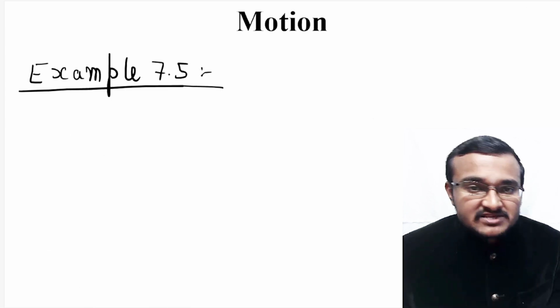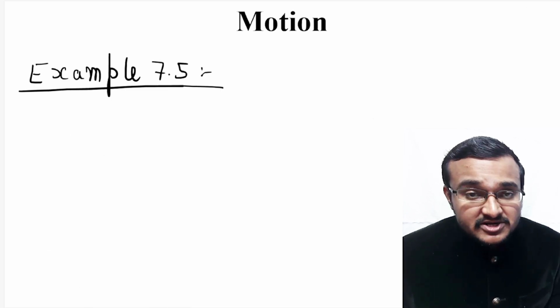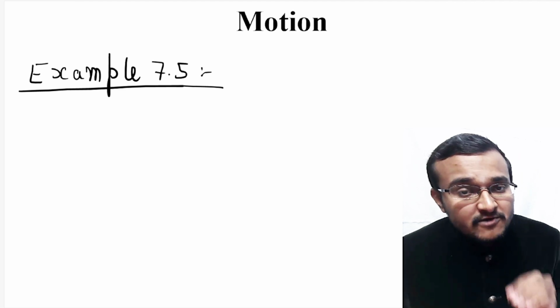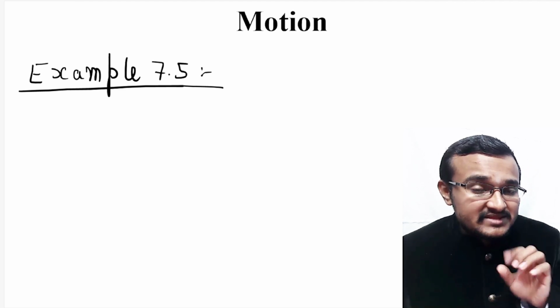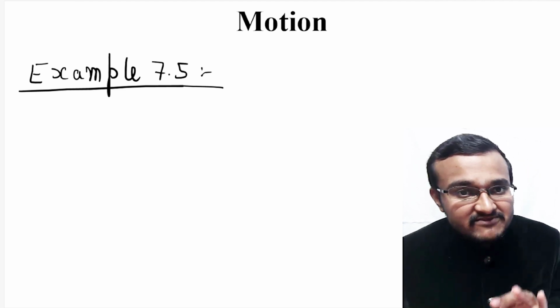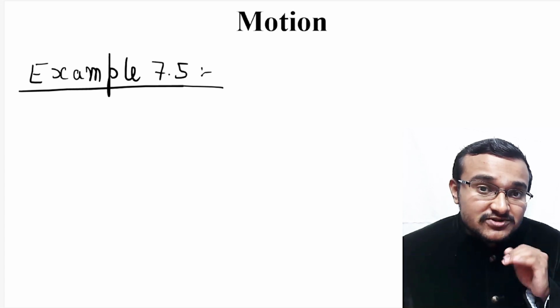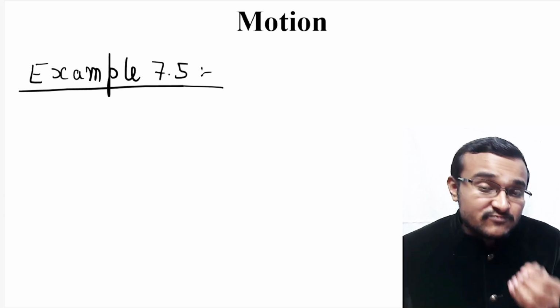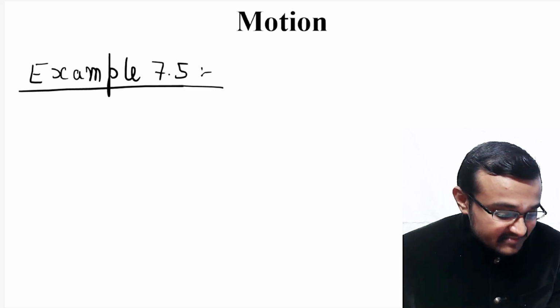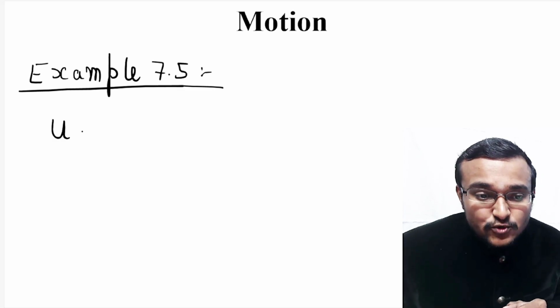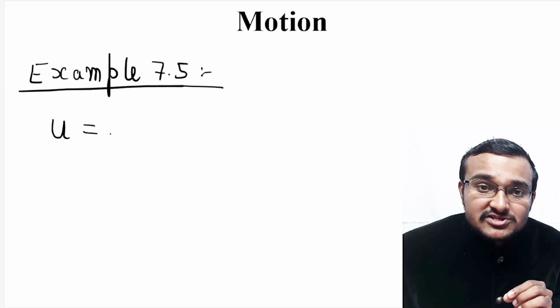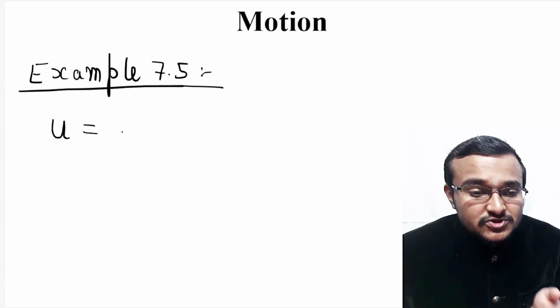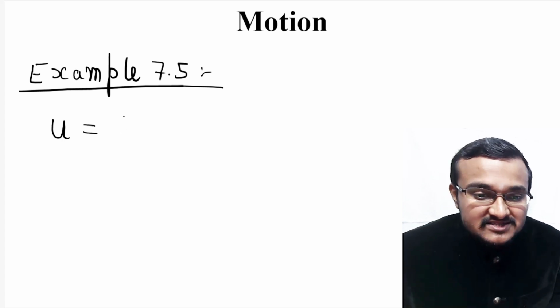Coming to example 7.5 in this chapter, here they have given a uniformly accelerated system. They have given a train that is traveling, and that train is uniformly accelerating. Initially this train was at rest. So that means here they have given u, that is initial velocity. The train was at rest, so the initial velocity will be 0.